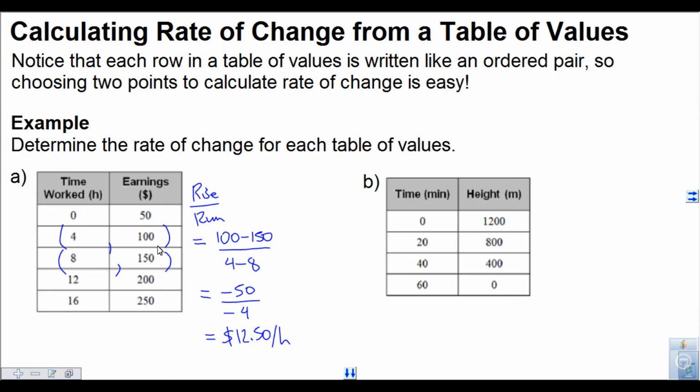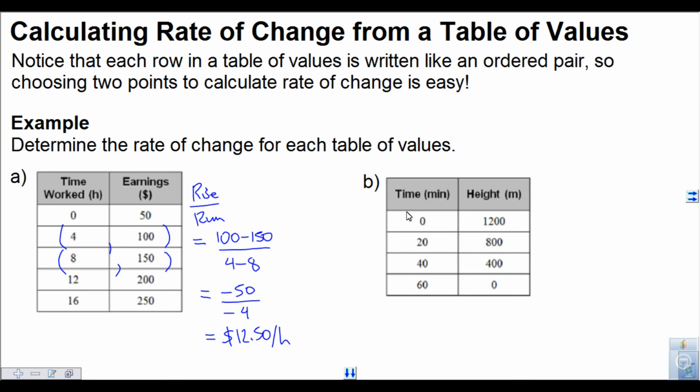Okay? So I could have done 150 minus 100 and then 8 minus 4, so I wouldn't get the negative numbers, but I would still get the exact same number. Okay, so as long as you're subtracting consistently, like top minus the bottom or bottom minus the top, it actually doesn't matter. Okay, so let's look at example B. Actually, you're going to do this one. So again, pick any 2 points on this table, and then calculate rise over run. Okay, so pause the video, give it a shot, and then press play when you're ready to check your work. Good luck.